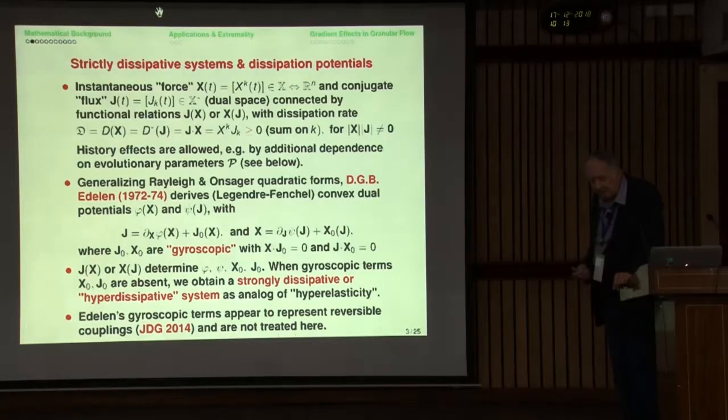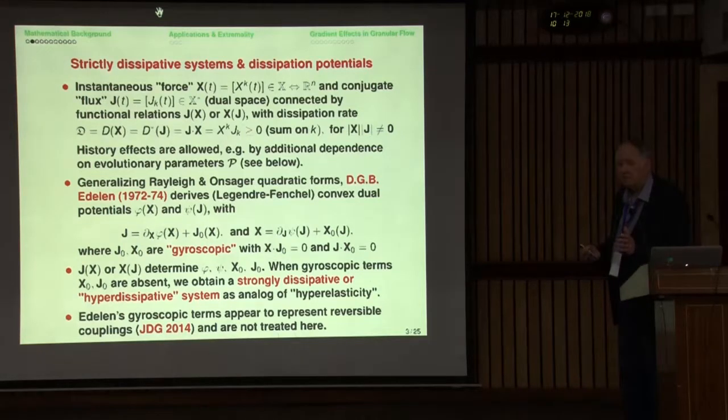Okay, what's the idea of dissipation potentials? Well, many physical systems are largely dissipative. They don't store any energy. They have no elastic effects. And those systems can be characterized in the notation of Onsager by an n-dimensional vector of forces that have conjugate fluxes, forces denoted by X, fluxes by J. This is the dual space, and we have some constitutive relation between forces and fluxes, and the inverse here.